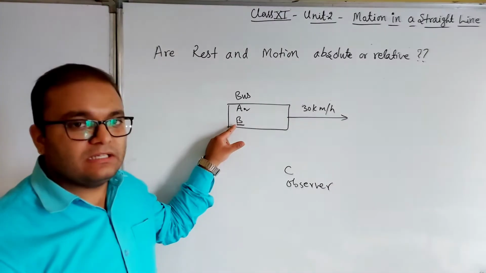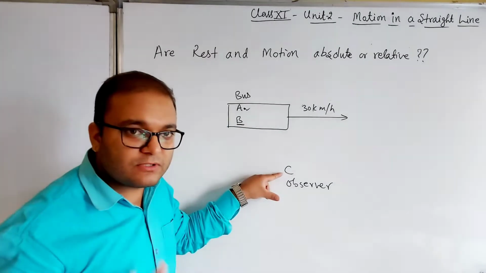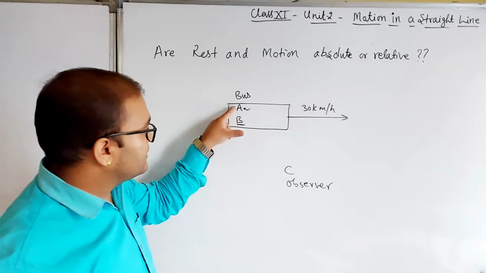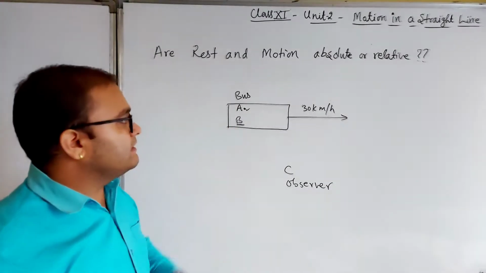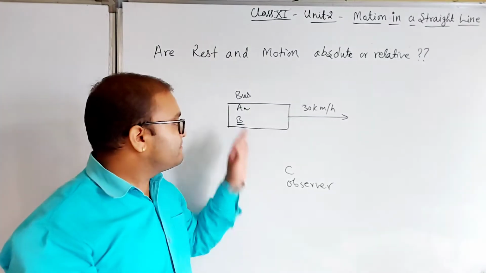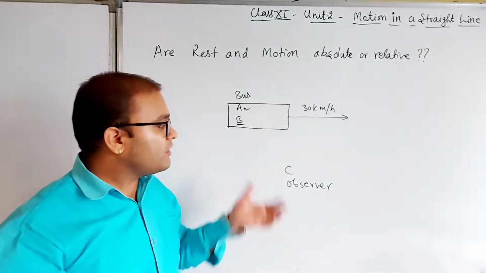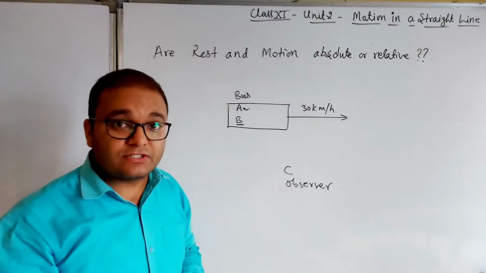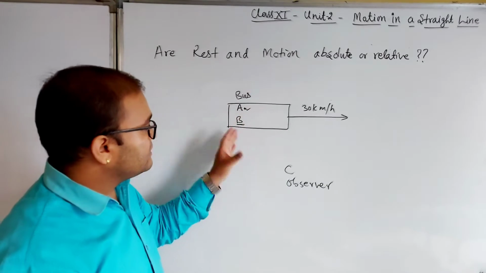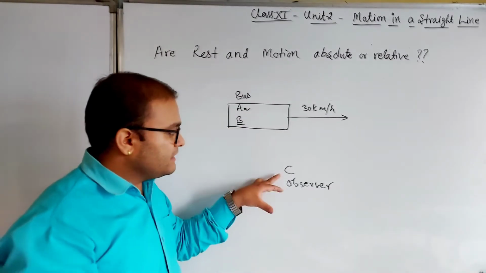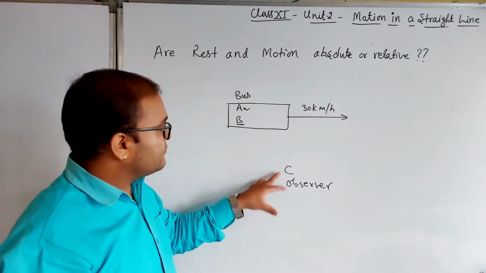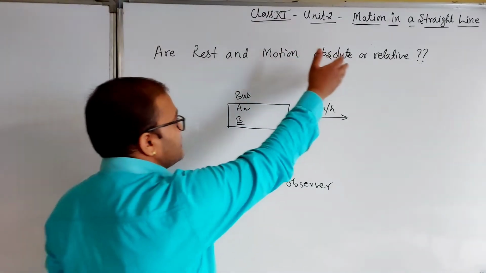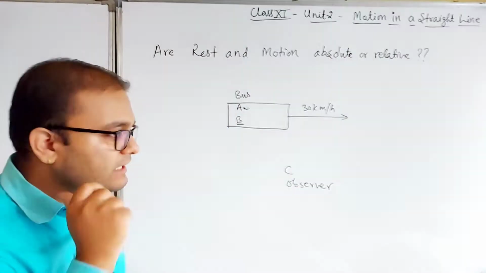The same person B is in the state of motion for the observer C, but the same person B is in the state of rest inside the bus for the person A. So we can't properly define whether the observer B is in the state of rest or in the state of motion. That means there is no absolute rest. Rest and motion are not absolute. Person B is in a moving condition for C, but is at rest for A. So rest and motion are not absolute terms, they are relative terms.